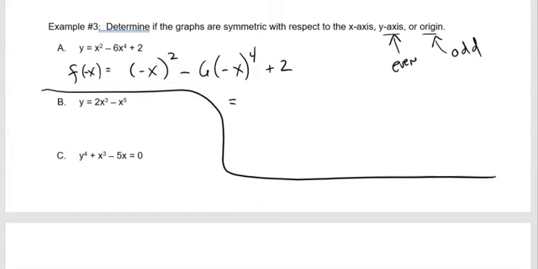Negative x quantity squared is the same as x squared. If I square a negative value, it's the same as squaring the positive. Same thing with the fourth degree, any even power. That's why we get this name even. So think about it. Negative 6 times x to the fourth is the same thing as negative 6 times negative x to the fourth. Anything you plug into this is going to be a positive x to the fourth. Plus 2. So look at what we just did. Same thing.